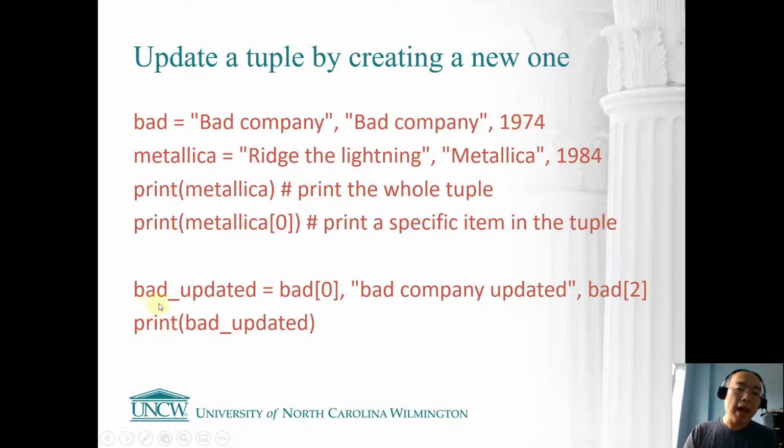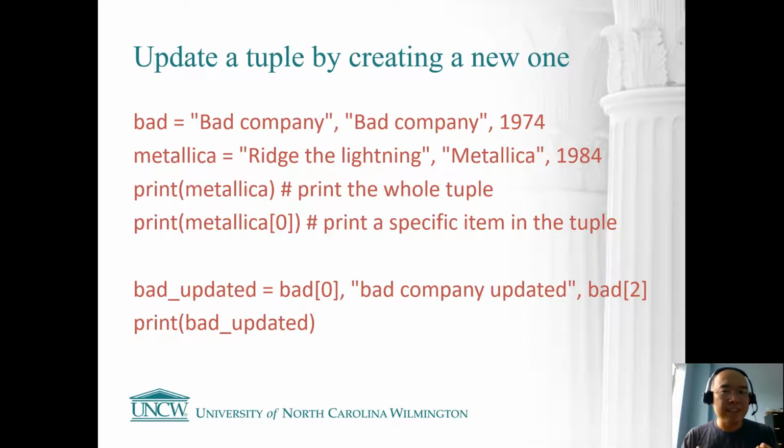So the bad updated tuple will be: I'm reusing bad 0, and then I plug in a new value as the second item, and then I'm using bad 2 as well. So for this bad tuple, I'm reusing the first item and the last item. However, for the middle one, I'm updating that to a new item. But anyhow, I'm making a change, or I'm building a new tuple.